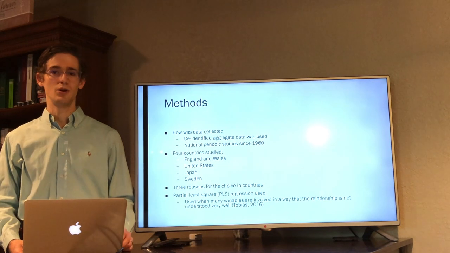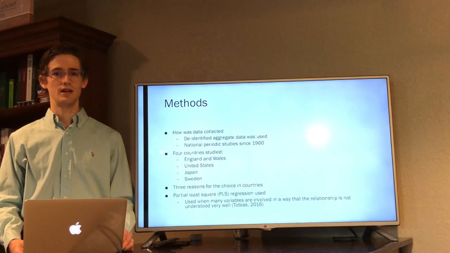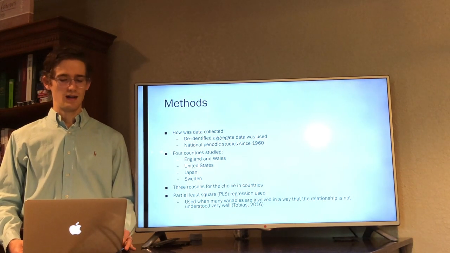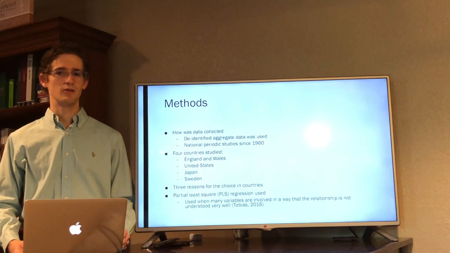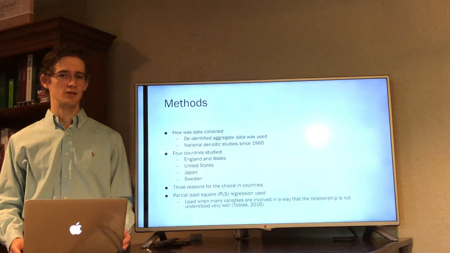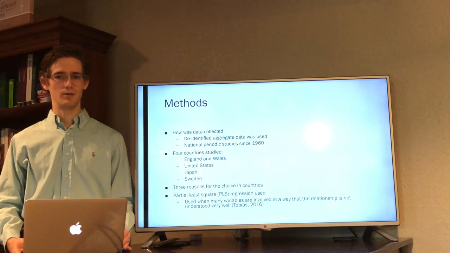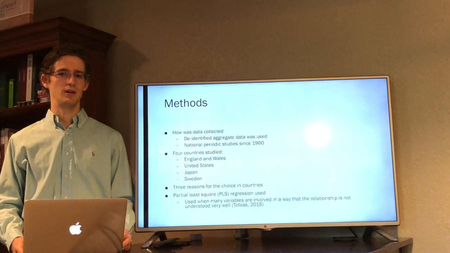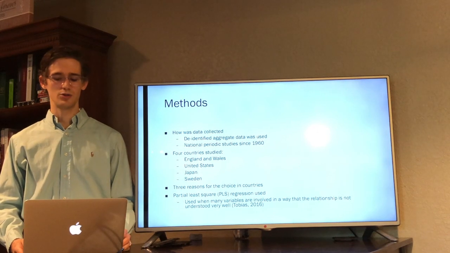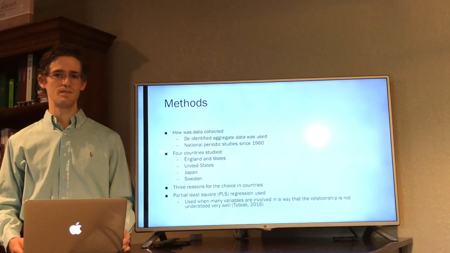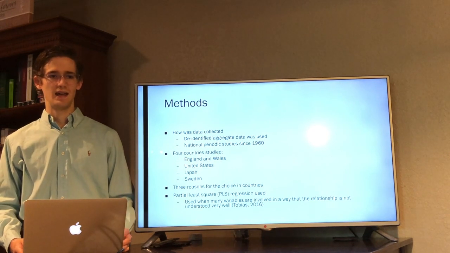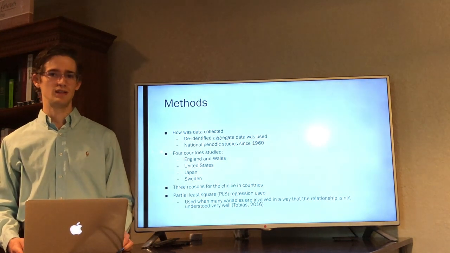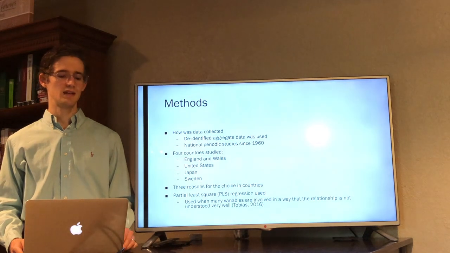The 4 countries studied were England and Wales, the United States, Japan, and then Sweden. And because there are 3 variables of unknown relationship, Tobias in his paper mentioned that when there are significant amounts of variables with unknown relationships, a partial least squares regression can be applied. What this does is it accounts for large amounts of data, it allows future trends to be predicted, and it also accounts for missing data.